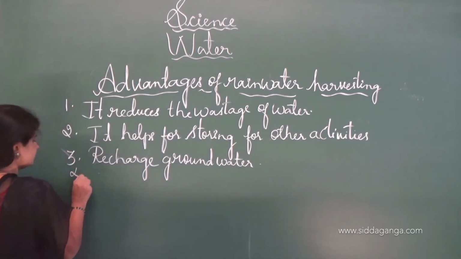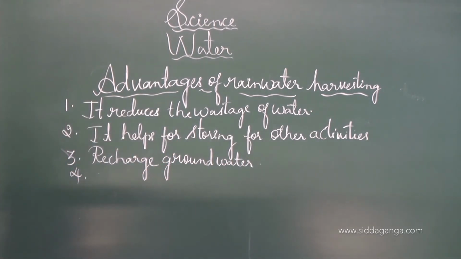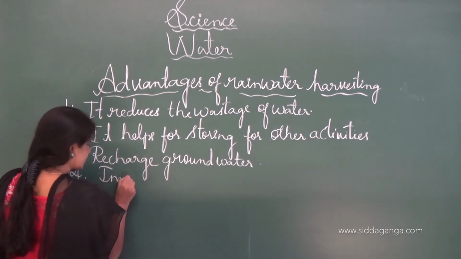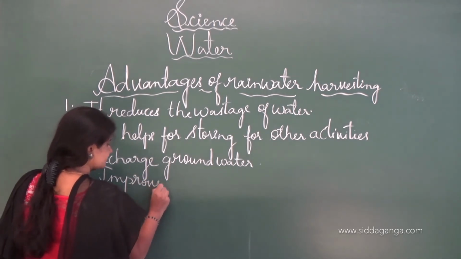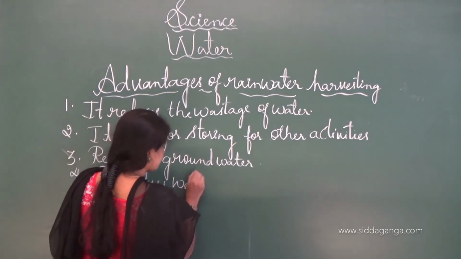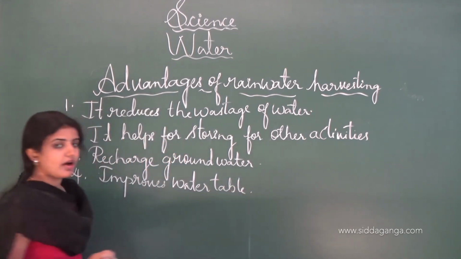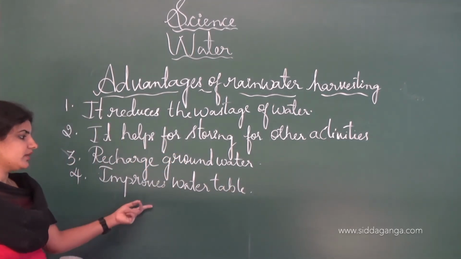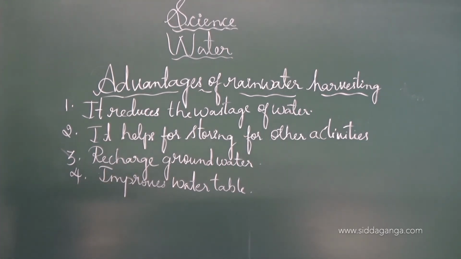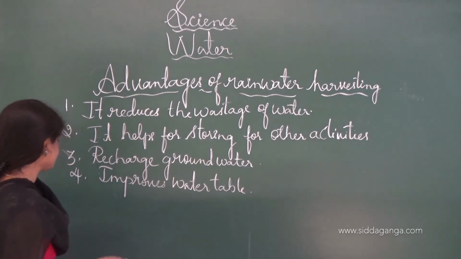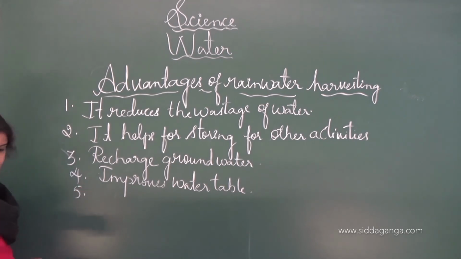And also it is used for improving the water table. See, the water table is nothing but the level of the groundwater of a particular place. The level of the groundwater of a particular place is called the water table.